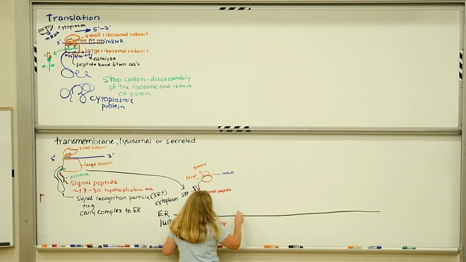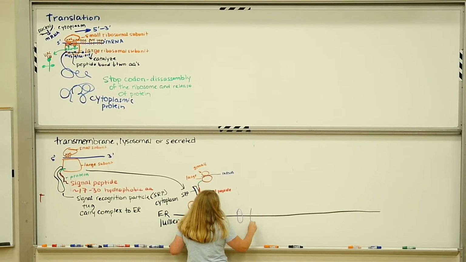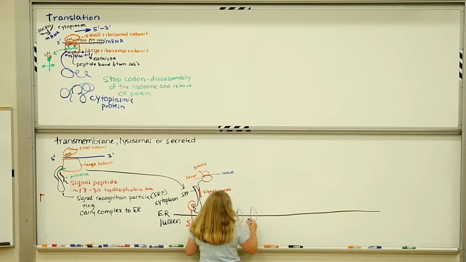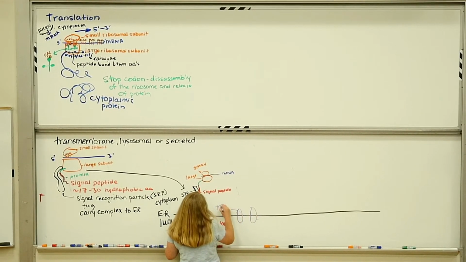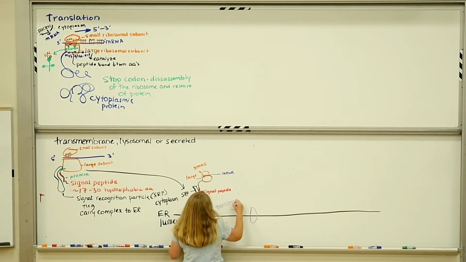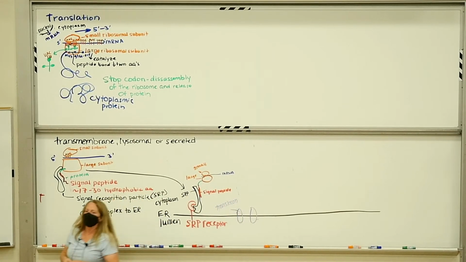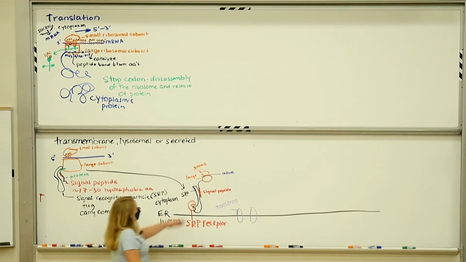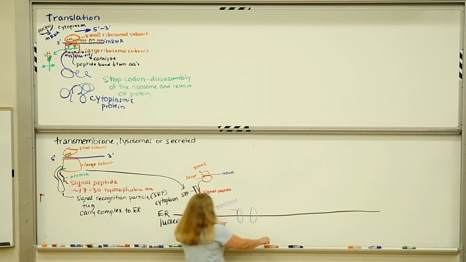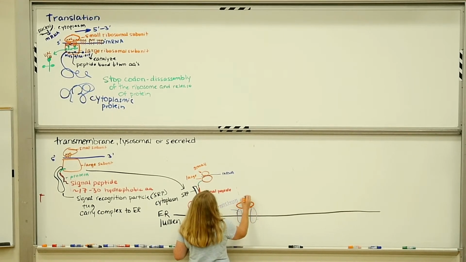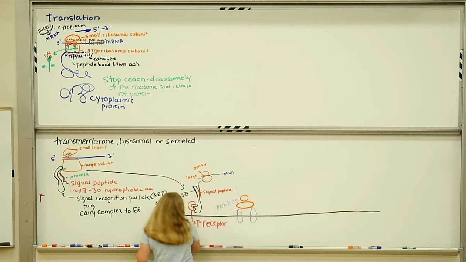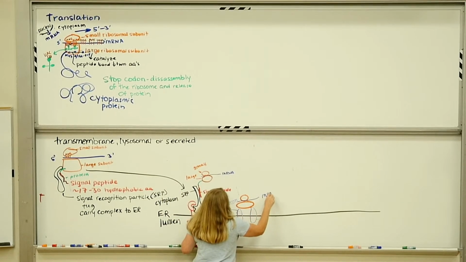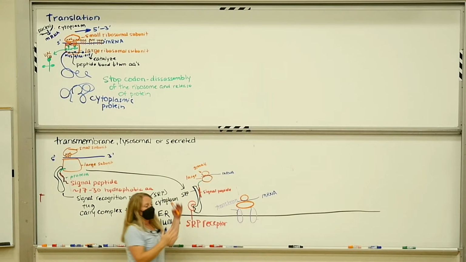A transmembrane protein called a translocon. Despite my terrible drawing here, this is actually a pore. So it's a circle in your membrane. It's just a hole. It's normally closed, but when you get your ribosome in contact with this, so there's your large and your small, the translocon opens up.